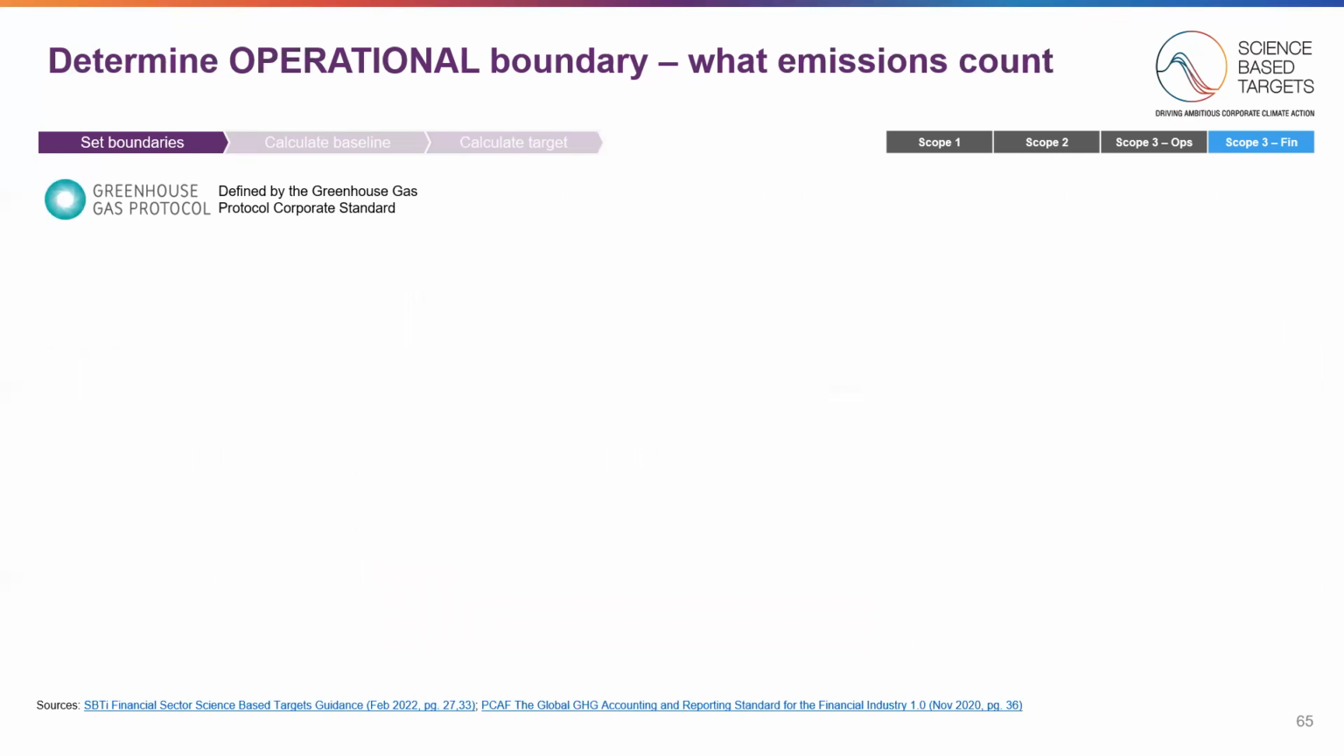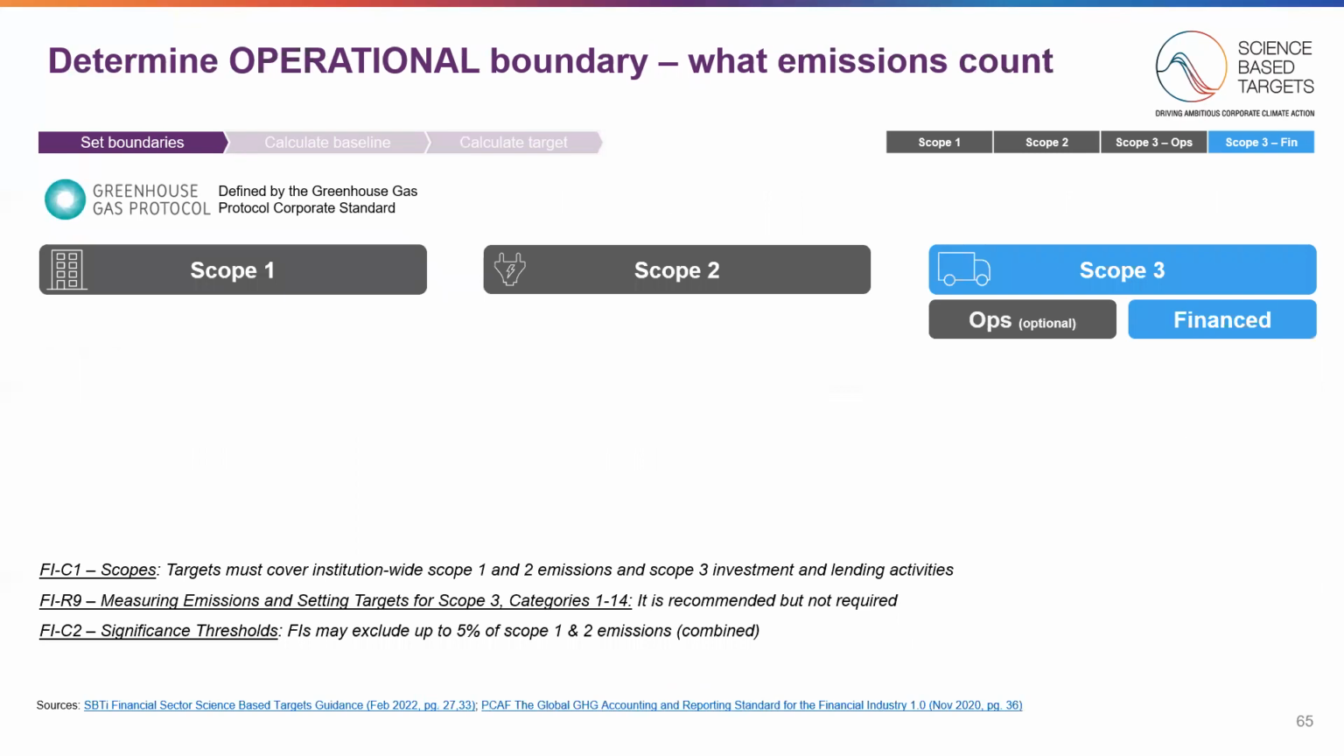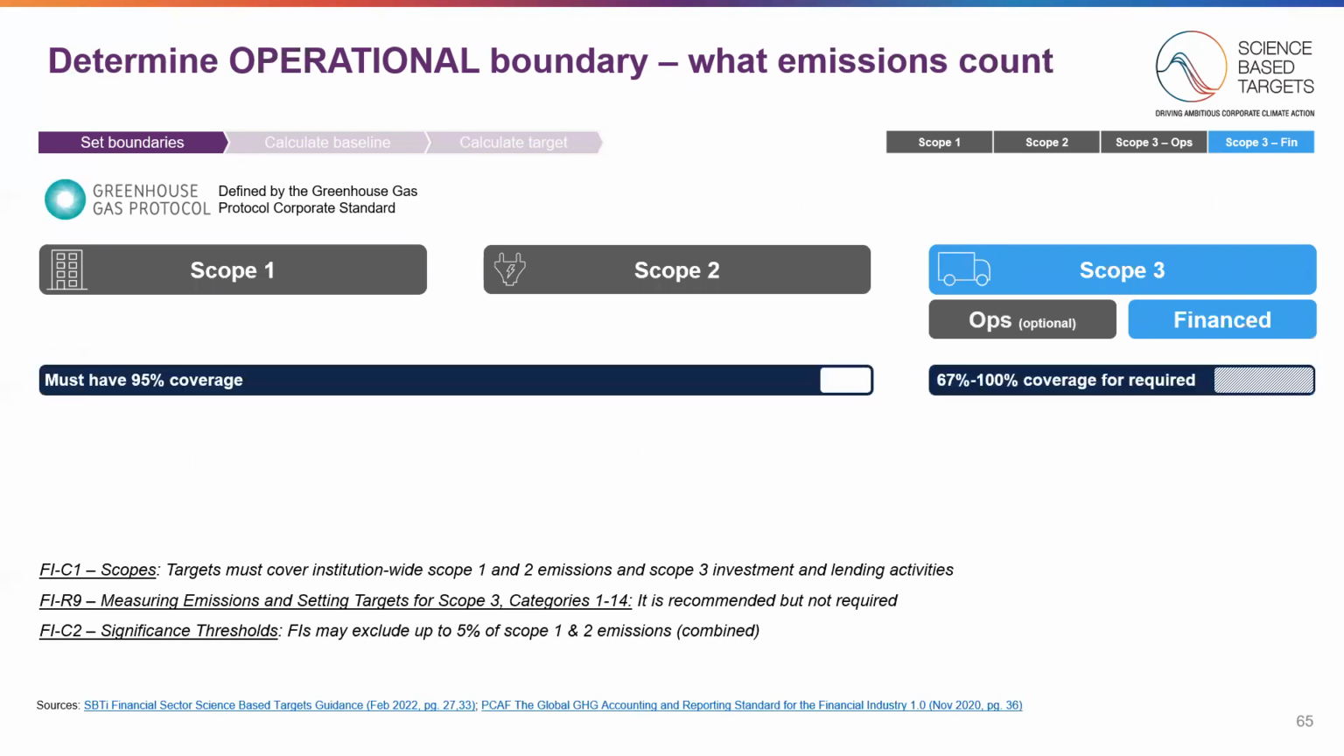Once you've determined your organizational boundaries, you'll want to identify your operational boundaries to classify emissions as scope 1, scope 2, and scope 3 operational and finance. Under SBTI's different scopes require different coverages. Scope 1 and 2 require the baseline cover 95% of emission sources across the institution. Scope 3 operational does not currently require targets and is optional. Scope 3 finance is required under SBTI. Coverage requirements vary based on asset class and can be as low as 67%, but for many asset classes, 100% coverage is required.